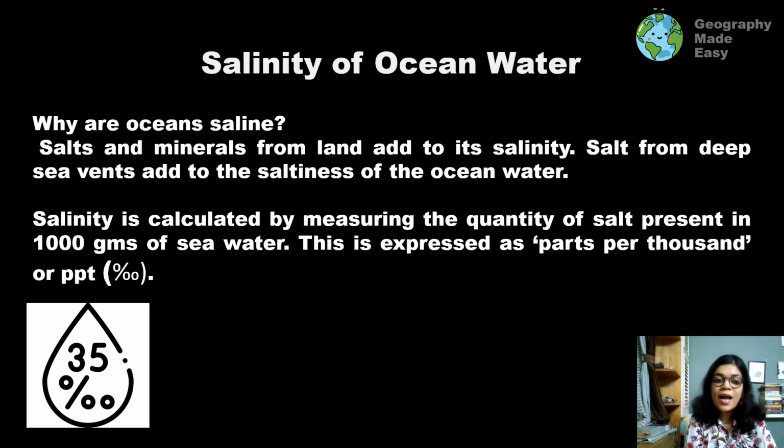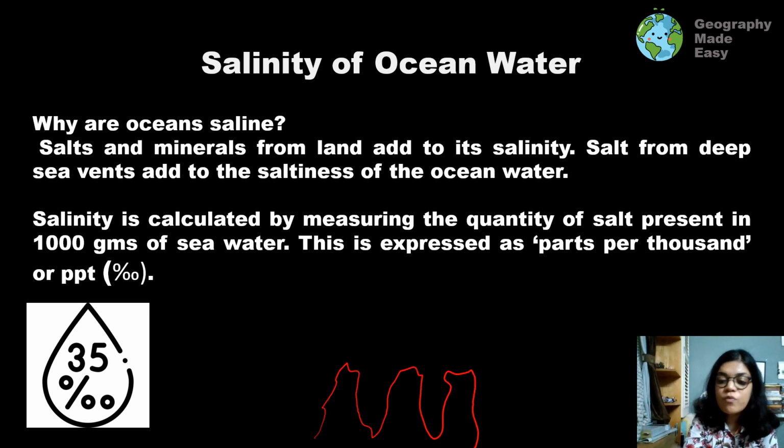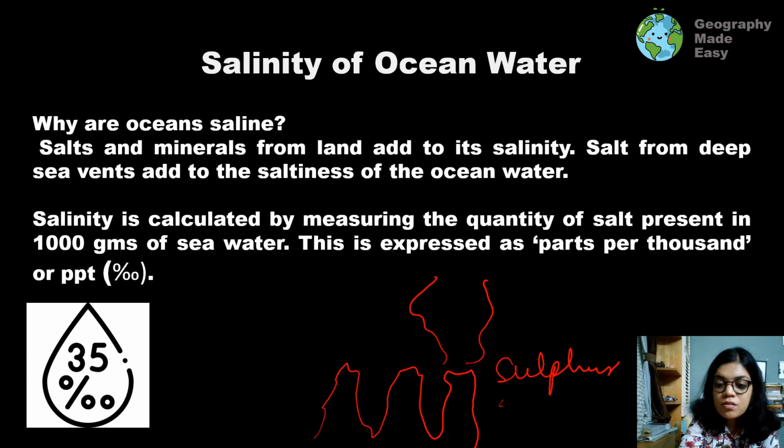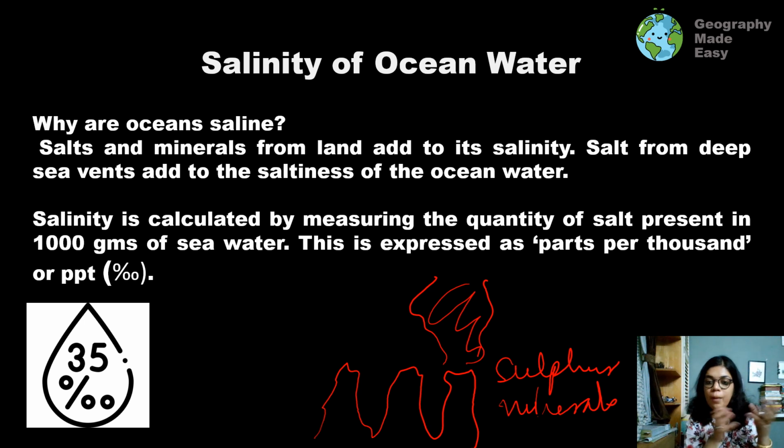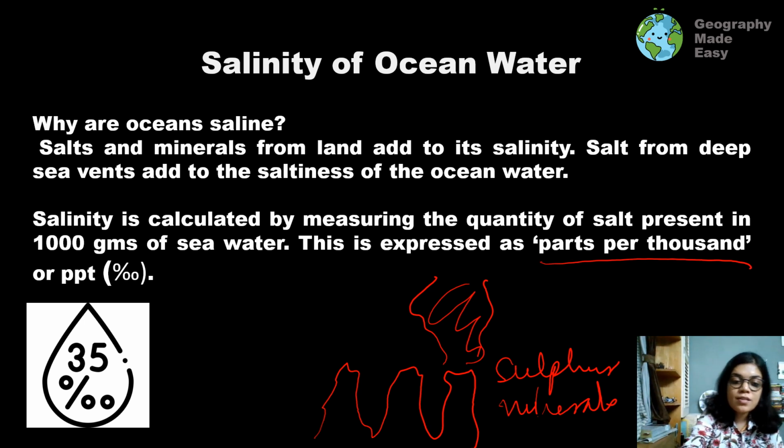I have already discussed that salts and minerals from the land add to its salinity. Next, salt from deep sea vents. We have these deep sea vents inside the ocean near the mid-oceanic ridge, which give out sulfur fumes and other minerals. These sulfur fumes and other minerals mix with seawater and also contribute to the salinity of the ocean water. And I have written parts per thousand. This is the symbol for parts per thousand, or it is expressed as ppt.